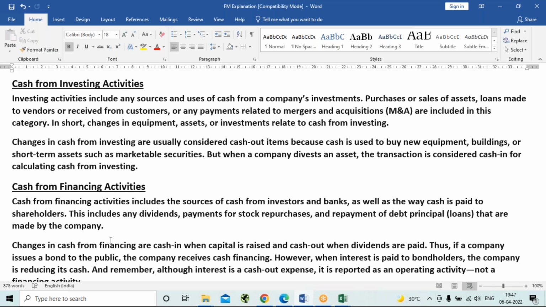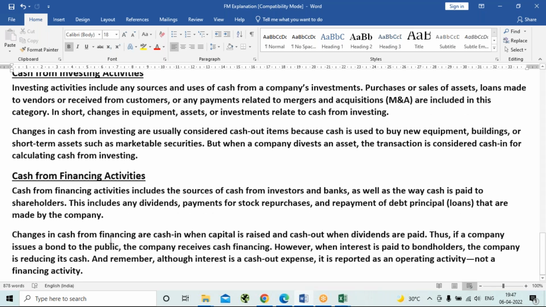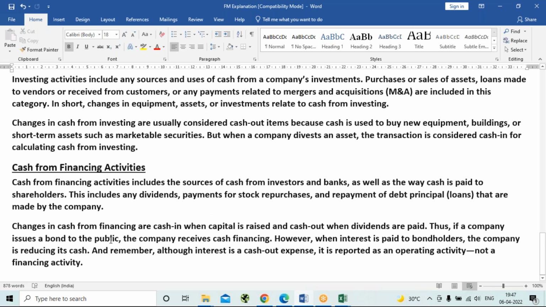So when you are going to pay back the loans that are made by the company. Changes in cash from financing are cash in when capital is raised and cash out when dividends are paid. Thus, if a company issues a bond to the public, the company receives cash financing. However, when interest is paid to bondholders, the company is reducing its cash. And remember, although interest is a cash out expense, it is reported as an operating activity, not as a financing activity.